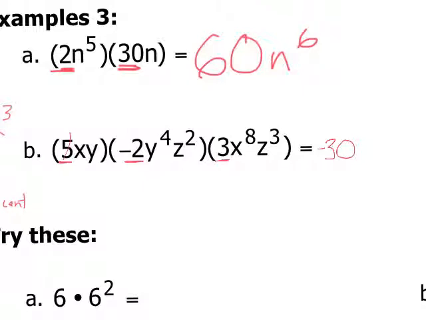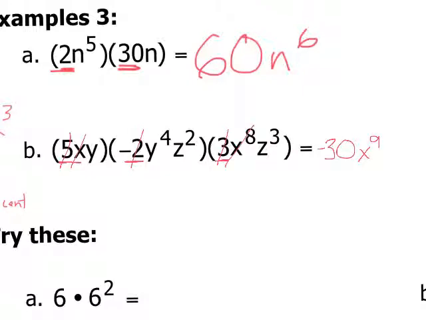And then I mark out my coefficients because I'm done with those. I move on to x's. So in my first term, I have a single x. Second term, how many x's do I have? None. What about the third term? How many x's do I have? 8. So now I have a total of 9 x's. So x to the 9th. And I'm done with x's.